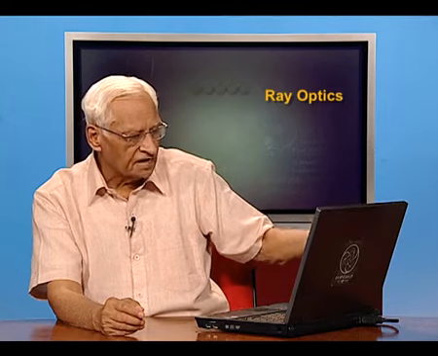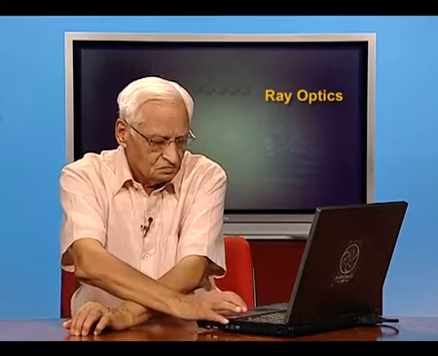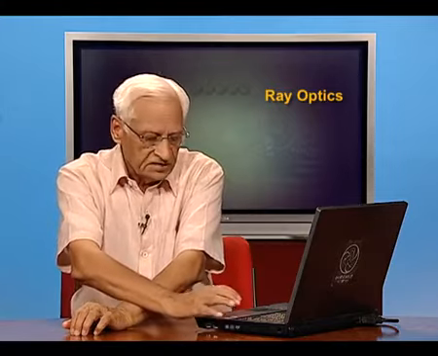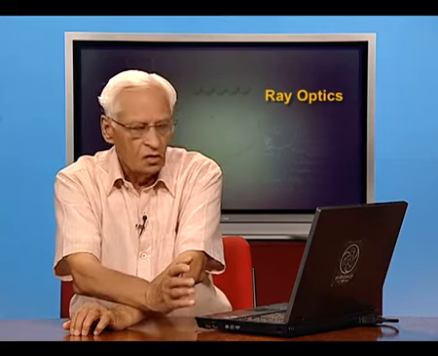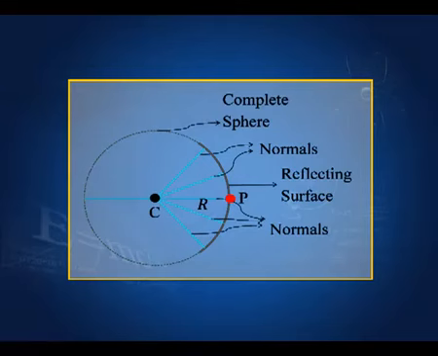Let us look at now reflection from curved surfaces. The rules governing reflection remain the same, the laws of reflection are valid, and this is the spherical surface. Let us say this is a complete sphere, I am taking only a part of this.